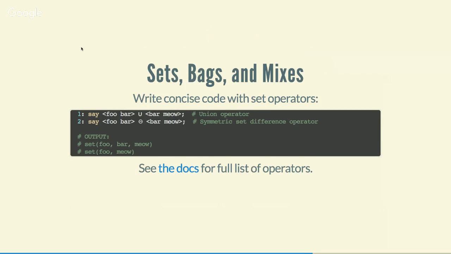Here are some more Unicode set operators, and there's a whole bunch of them. You can check the documentation. In this case, the first one just gives me singular values, so you see bar is not duplicated. And the second one just gives me all the values that are in one but not the other. And there's a whole bunch of these operators.